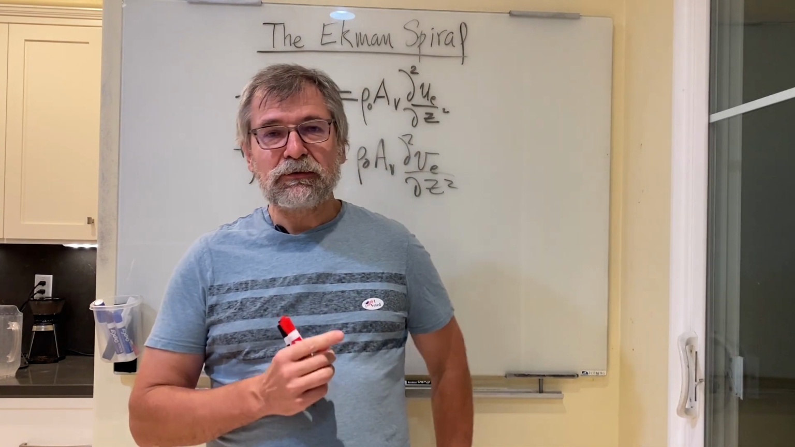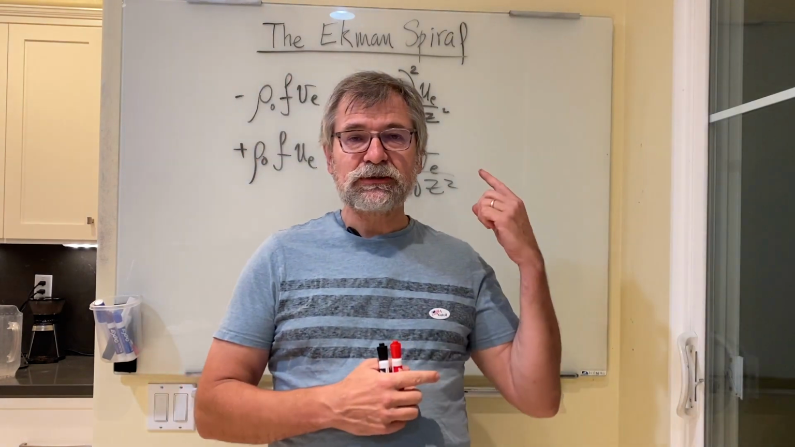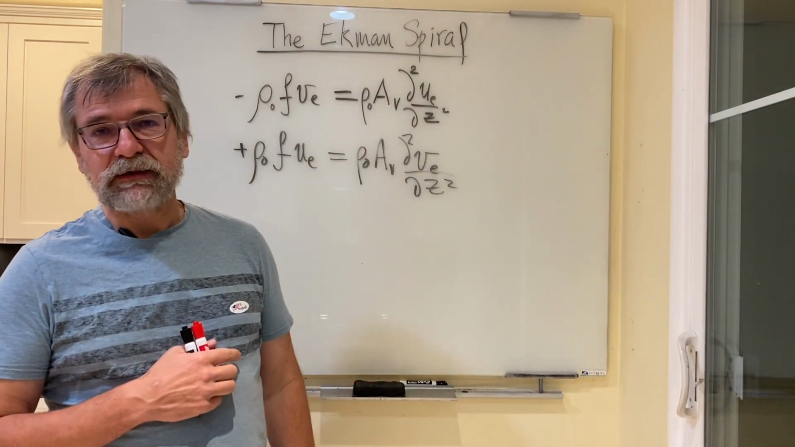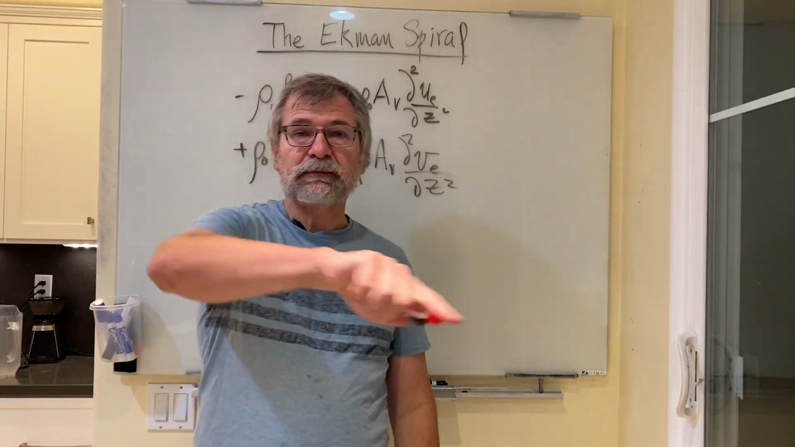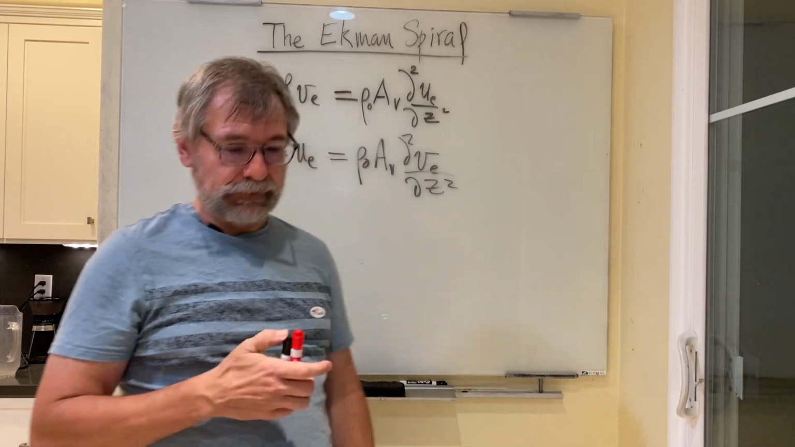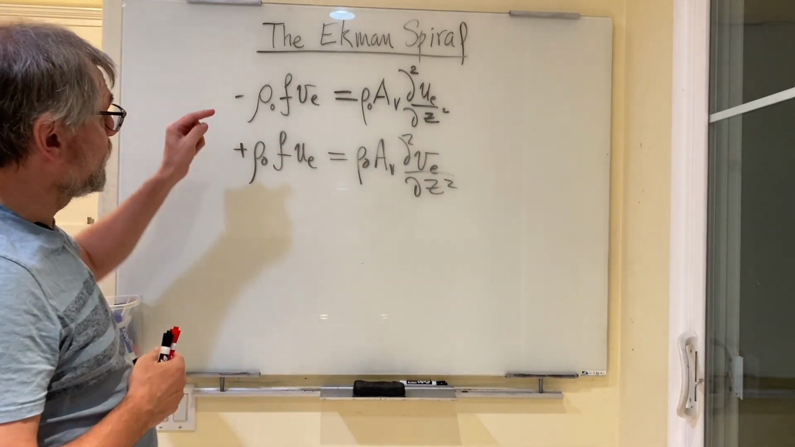Alright, so in this video we're going to solve the equations for the Ekman balance and derive the solution to these equations that will show us the Ekman spiral that you get at the surface of the ocean. Alright, so we have two equations.